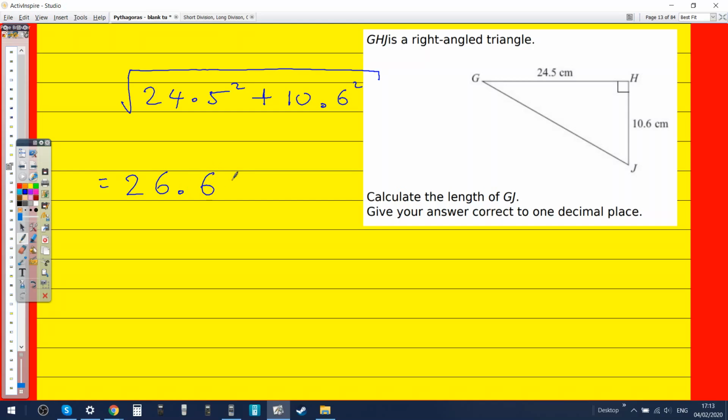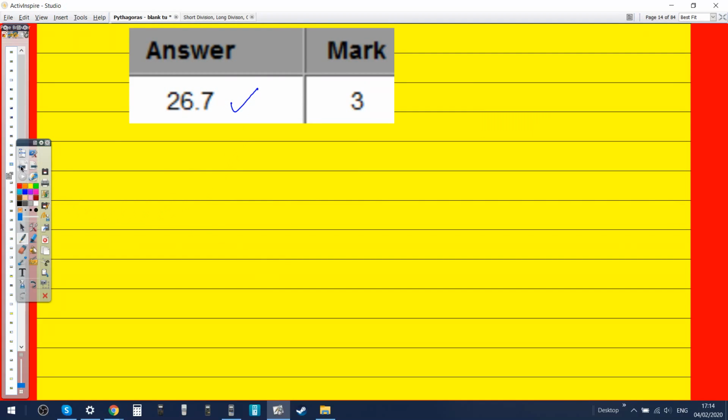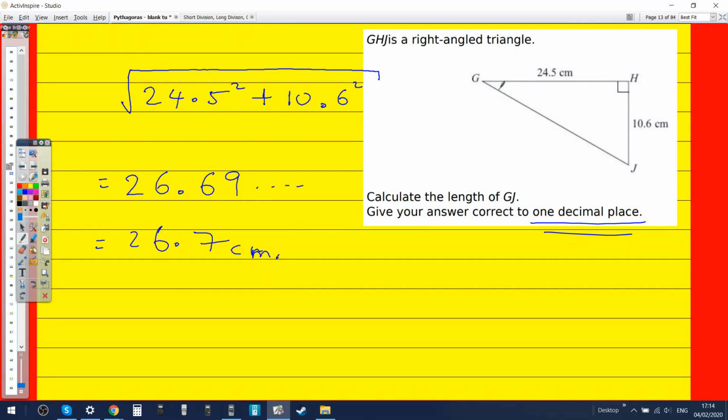And what does that round to one decimal place? To 26.7. So that is very close to being 26.7 centimeters. And you can see how there was one decimal place in the question, and so we've got one decimal place in the answer. 26.7, that's 3 marks. So this is a way to find the third side in a right angled triangle, the length of the third side. Any questions about that? No. Okay, you're doing great.